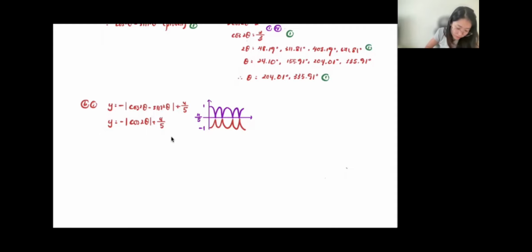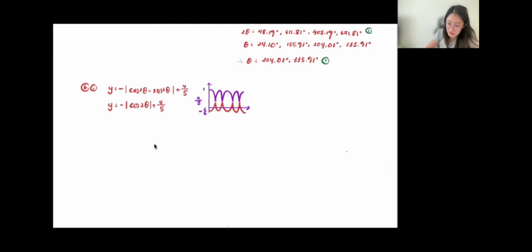-1 plus 4 over 5. This is -1 over 5. Now, which means your x-axis will be somewhere here, like this. Okay, everybody? Now let us draw the nice one.